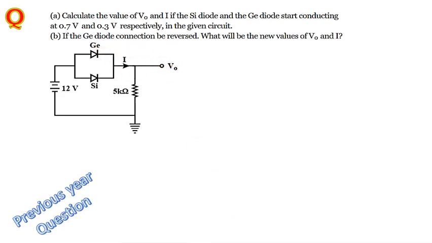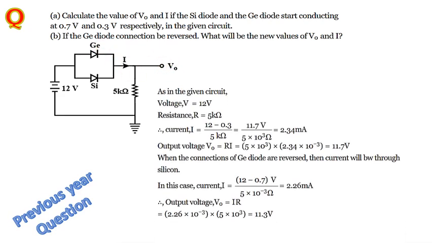Let me tell you, just concentrate here on the given circuit. The voltage here is 12 volt and the resistance they have given here is 5 ohm, and the barrier potentials are 0.3 volt and 0.7 volt. You just concentrate on why they have mentioned these.